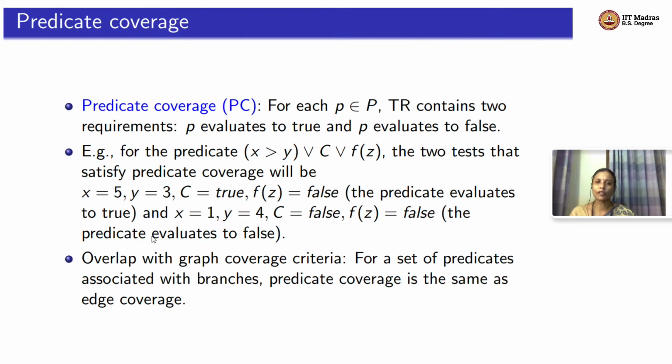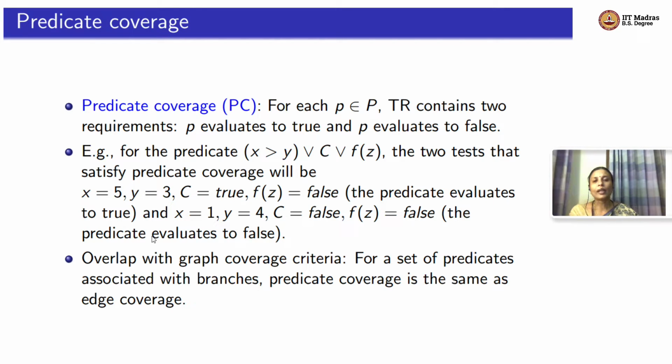We move on to looking at coverage criteria. As I told you, predicates come as labels for if statements, while statements, switch statements, for statements, and so on. So the simplest use is: let the whole predicate return true once, let the whole predicate return false once. That is, the test requirement is to cover the predicate. For each predicate in the set P that you have collected from your software artifact, which could be code, the test requirement, or TR, contains two requirements. The whole predicate evaluates to true, and the predicate p evaluates to false.